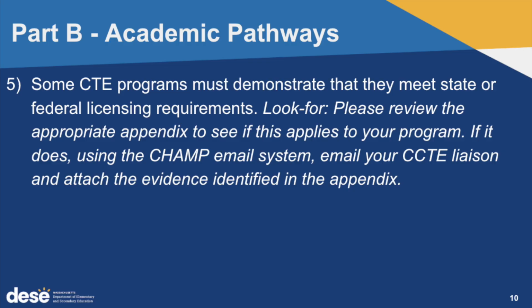Question 5 applies only to certain program areas. See the application resource document appendices to find the list of programs that require state and federal board, agency, or accreditation association approval. If one is applicable to your program, you will need to utilize the CHAMP email system to send your CCTE liaison the requested evidence that your program has met the relevant state or federal licensing requirements.